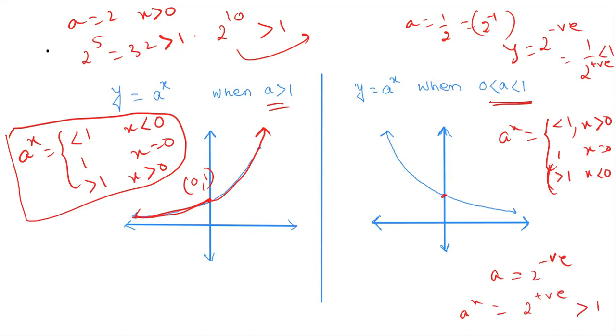So for this graph, 0, 1, because this part is the x-axis, right side of the origin x is greater than 0, so the graph is decreasing, and here the graph is increasing to infinity, right? So this is the way you should remember the graph of exponential function.